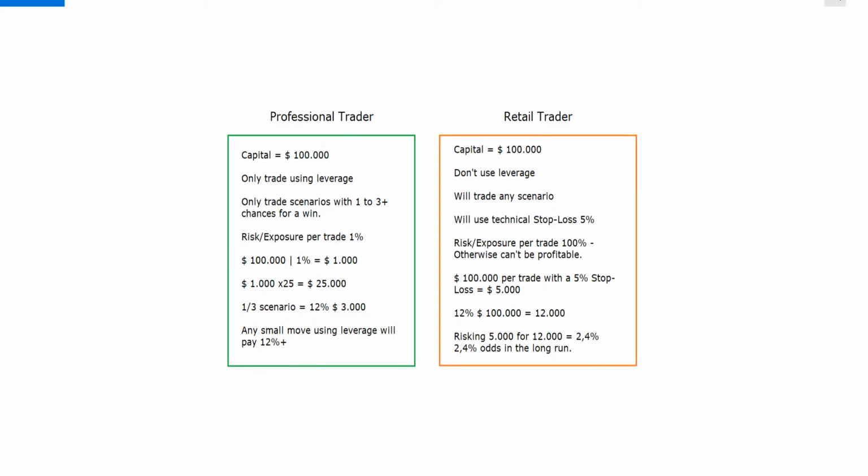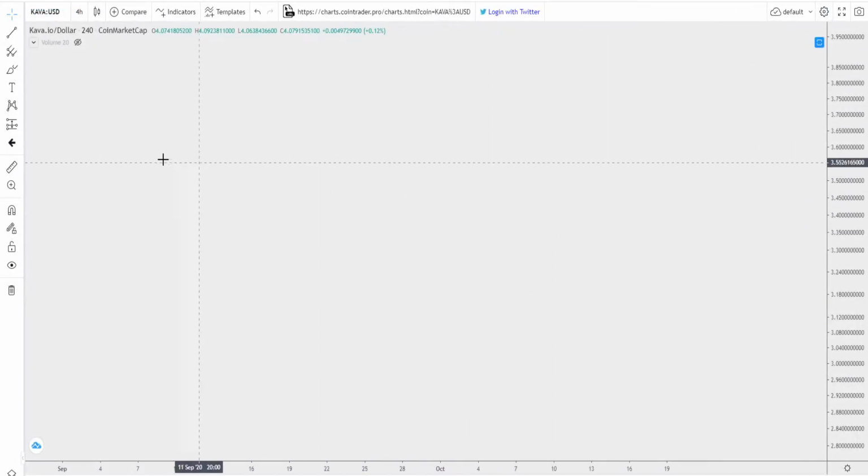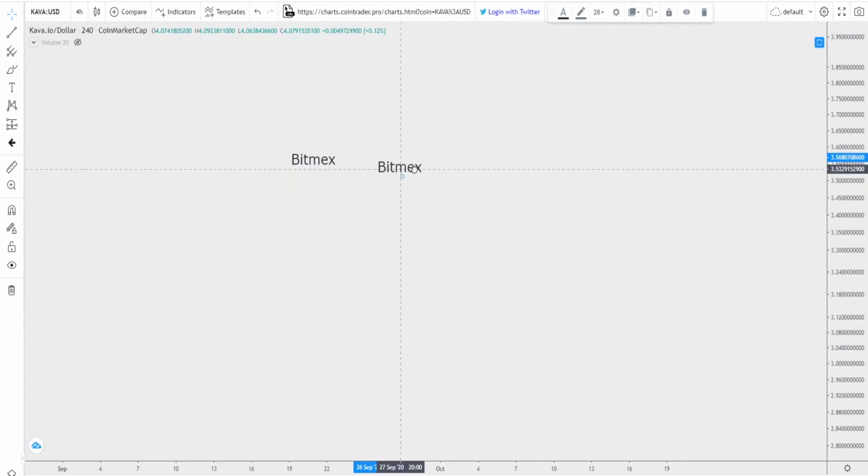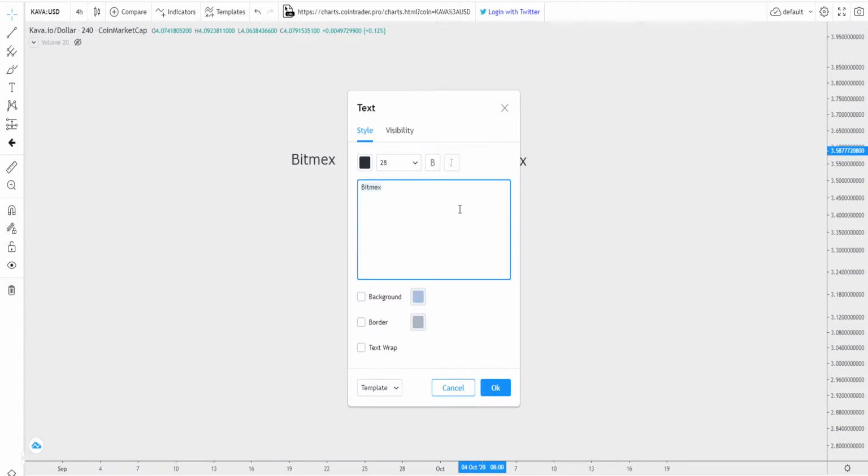Okay, so now let's go for a quick example. Also, some people were asking about stop loss, and let's address this. So here on the left we have BitMEX. And here on the right we have the Forex market.